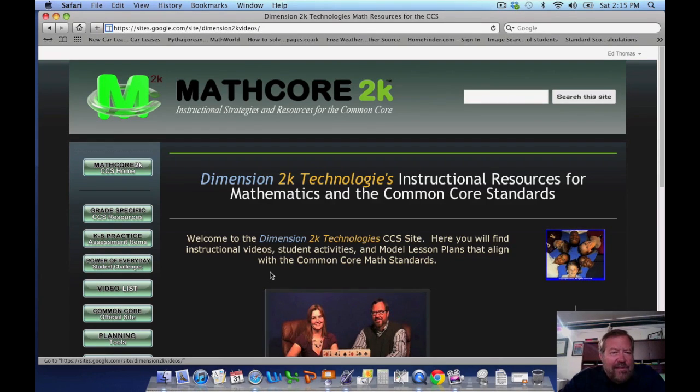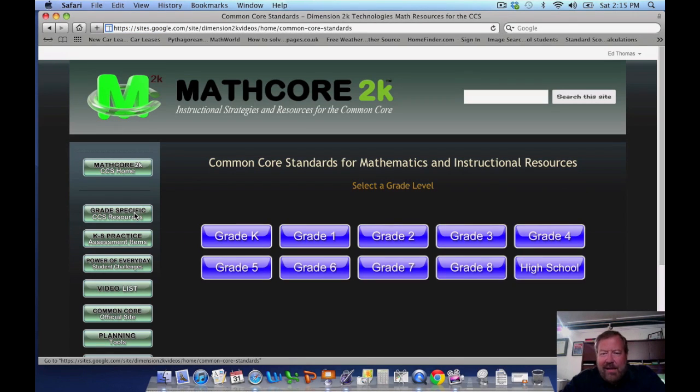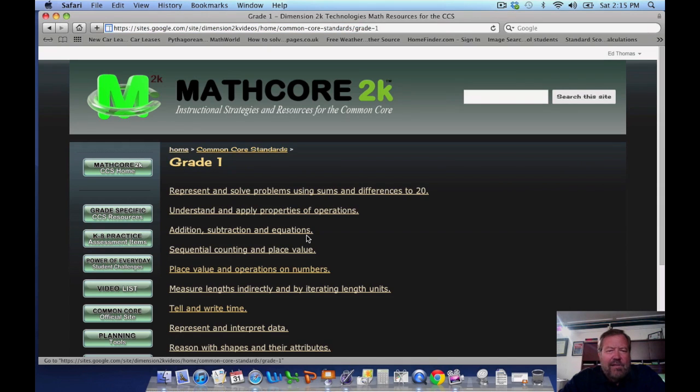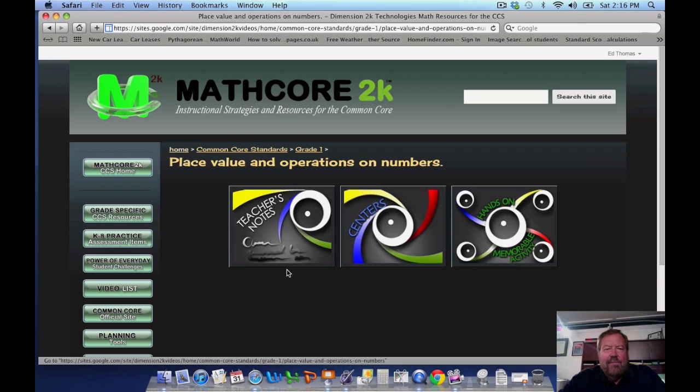Notice that on the left side we have our tabs, and the first one I want to share is grade specific Common Core standard resources. So I click on that button and notice grade level buttons appear. I won't have time today to show you samples of all the grade levels, so I'm just going to do grades 1, 4, 7, and high school. So I'll click on grade 1, and notice the topics that come up are those which correspond with the Common Core standards. For today, I'm going to share place value and operations on numbers.